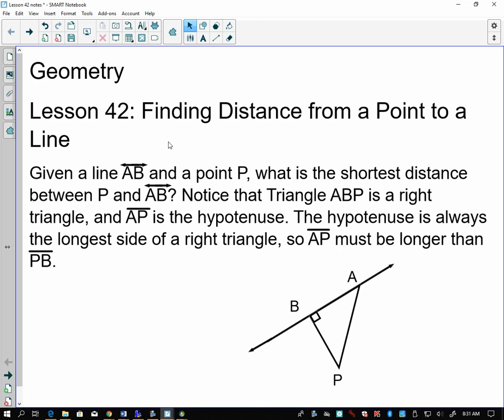All right, geometry lesson 42. Let's see, finding distance from a point to a line. This starts off in your book on page 273.